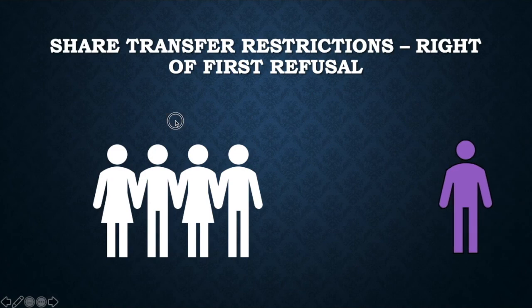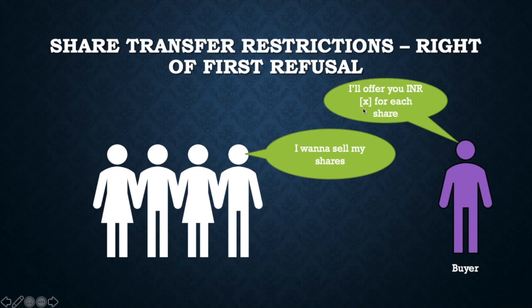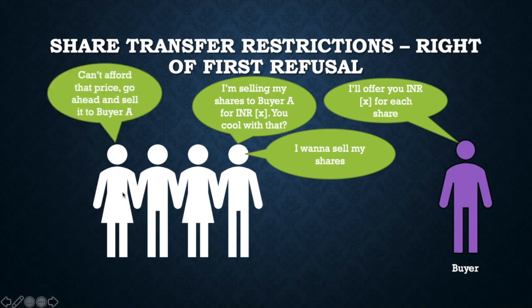Then in that case, again, going through the same process. The investor tells the buyer that I want to sell my shares. The buyer says, I will offer you X rupees per share. The investor then turns to the promoter to say, I'm selling my shares to buyer A for X rupees a share. Will you price match? And the promoter says, I can't afford that price. Go ahead and sell it to buyer A, in which case the shares that the investor has go to the buyer.